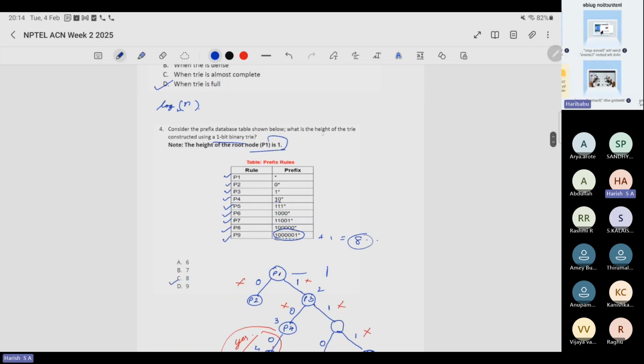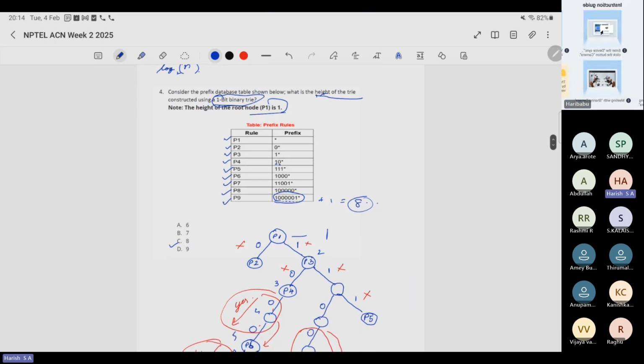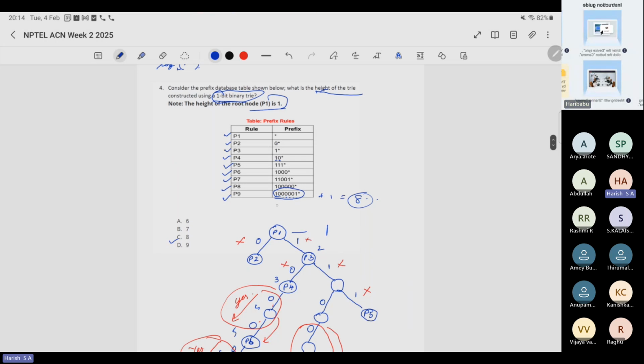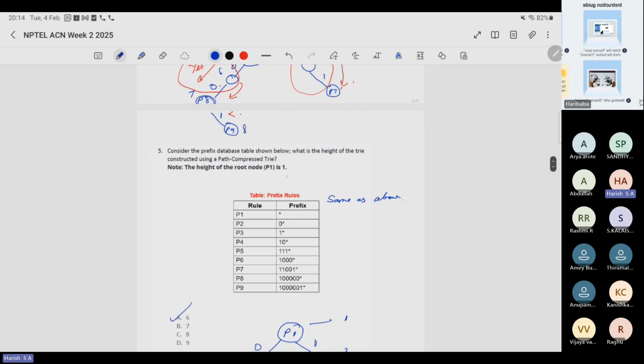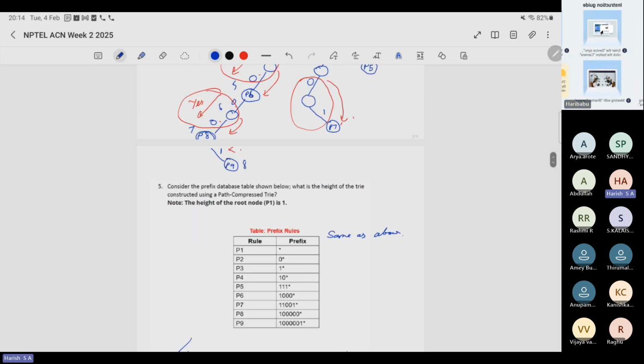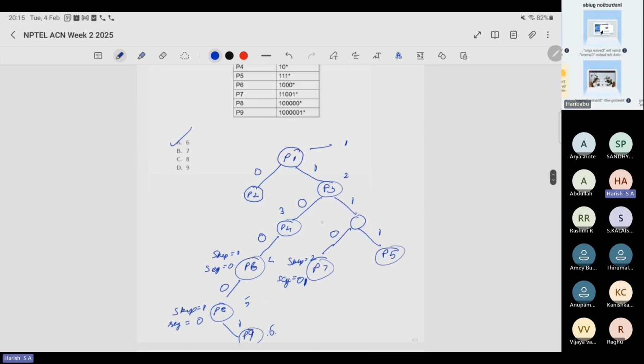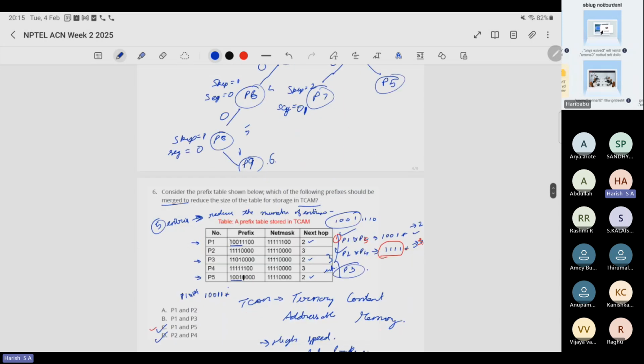If they ask what is the height of the trie for 1-bit binary trie, you don't even have to construct anything. You just have to add 1 to the longest prefix that you see. That's all. That'll be 8. Only for path compressed trie, you have to compress. You'll have to construct it to make sure that you get the answers. These are some shortcuts to answer these questions.